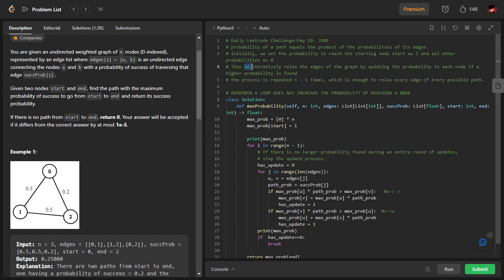Then we iteratively relax. This step we again and again repeat. So we will face this a lot if you are dealing with the Bellman Ford algorithm. Please go through Wikipedia and try to see at least one animation of how it works.